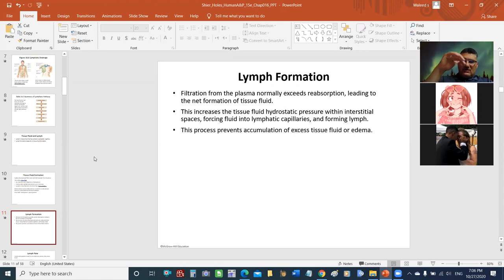80%, the venular side, the venous side will take it, 20%, the lymphatic system will take it, approximately. So what's accumulating? Nothing extra. It's just the regular interstitial fluid. It does not accumulate. If it accumulates for any reason, we call that edema.